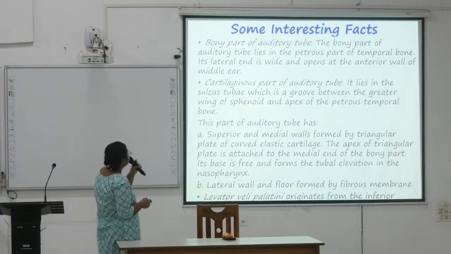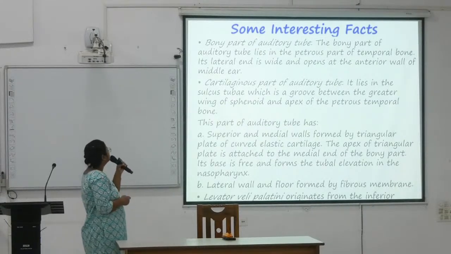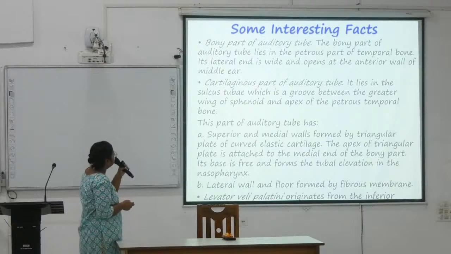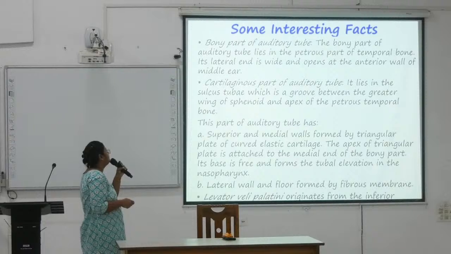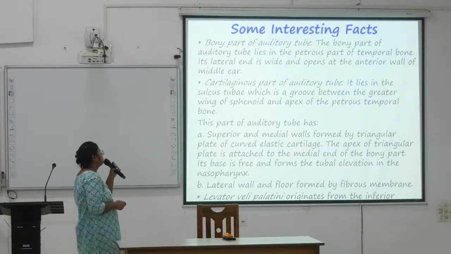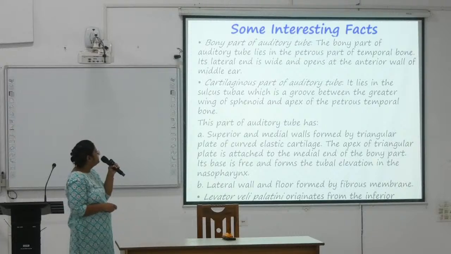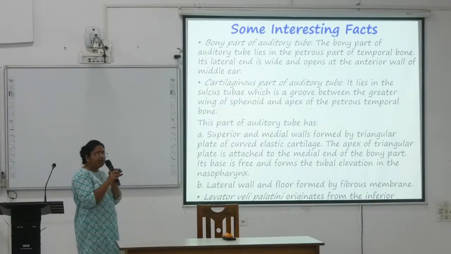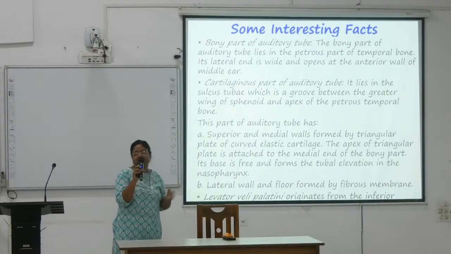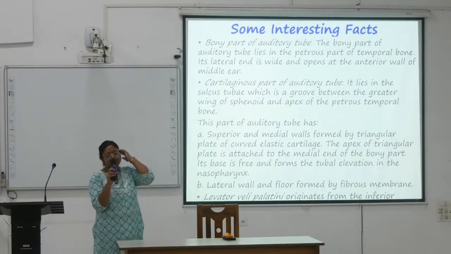So this bony part of the auditory tube lies in the petrous part of the temporal bone. Its lateral end is wide and opens at the anterior wall of the middle ear. The cartilaginous part of the auditory tube lies in the sulcus tubi, which is a groove between the greater wing of sphenoid and apex of the petrous part of temporal bone. This sulcus tubi you have seen on the inferior aspect of the base of the skull. Okay.